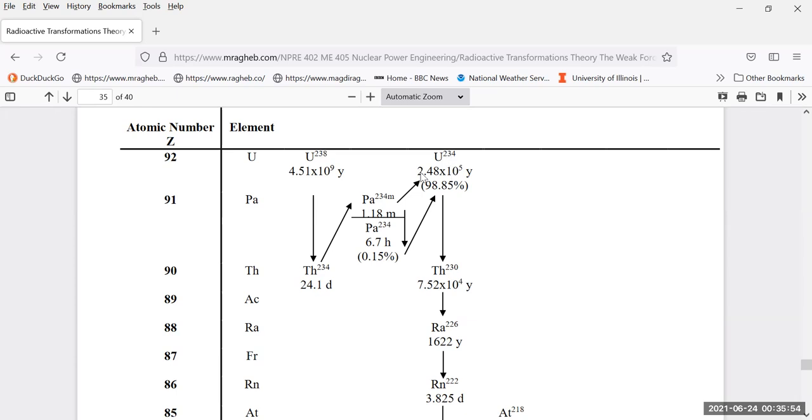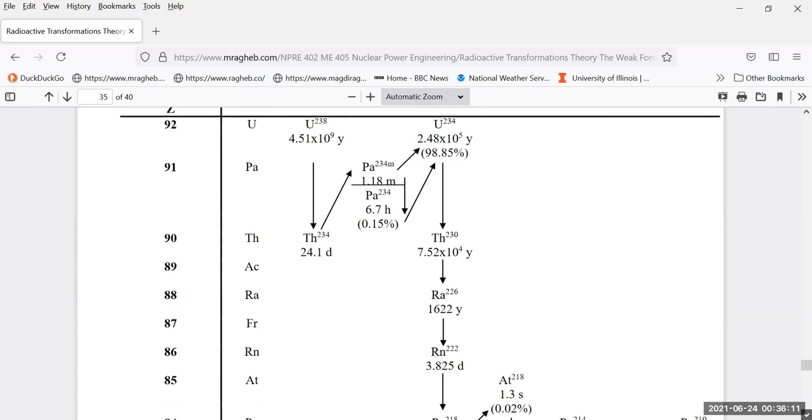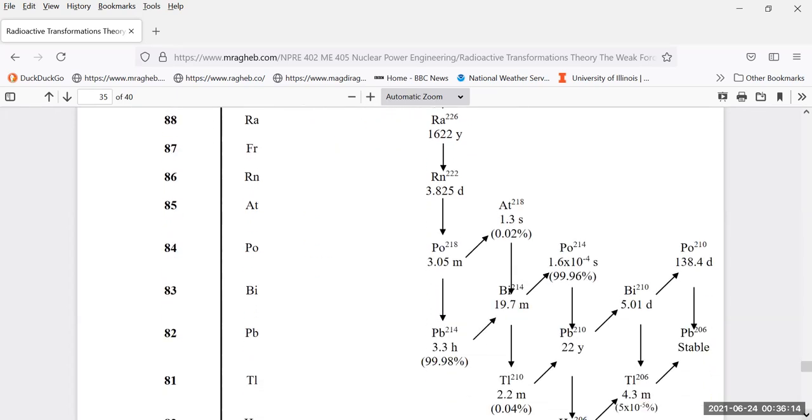Uranium 234 itself emits an alpha particle, so if it emits an alpha particle, the atomic number decreases by 2, and the mass number, the total mass, decreases by 4, so it becomes now thorium-230. It has a half-life of 10 to the fourth years. Then it turned into our famous radium-226 that Pierre and Marie Curie were studying, and its half-life is 1,622 years.